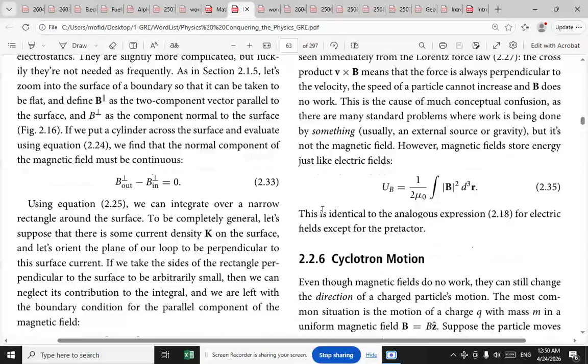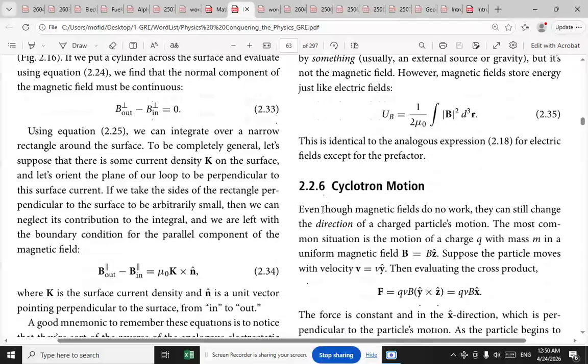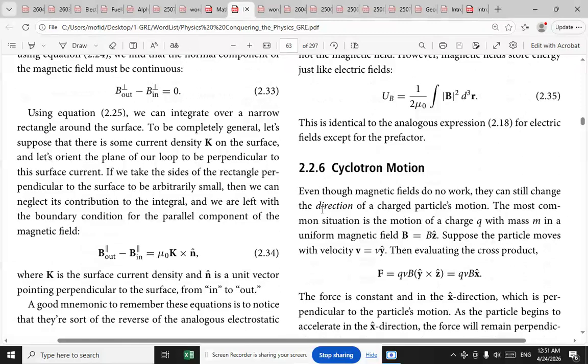However, magnetic fields store energy just like electric fields. U_B is equal to 1 divided by 2 mu 0 times the integral of the absolute value of B squared, with respect to volume. This is identical to the analogous expression 2.18 for electric field, except for the prefactor.